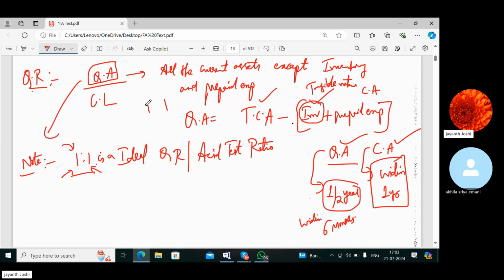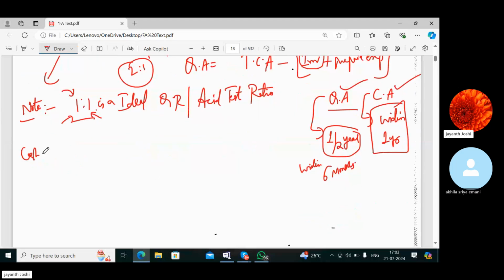When the year end comes, you are building more assets and 2:1 becomes the ideal ratio. But in 6 months of time, you should always have that much resources as you are supposed to pay. Then we can say that the company's liquidity position is strong. I'm saying if you are supposed to pay one rupee to someone, you should have 1 rupee resources, and those resources are the ones which are more liquid.